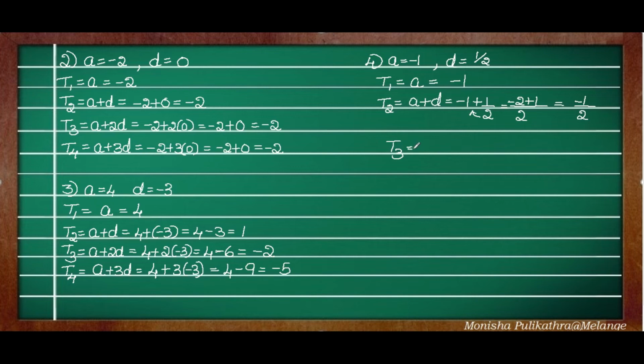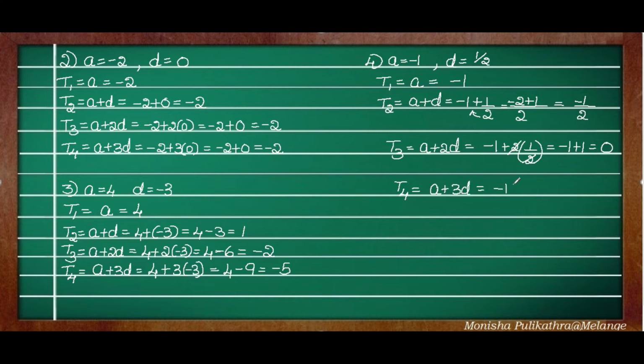Next, third term is A plus 2D. So A is minus 1 plus 2 into D is half. So here 2 and 2 cancel each other. So the remaining is minus 1 plus 1. So what is minus 1 plus 1? It will be 0. Okay. The last term, fourth term, T4, is given by A plus 3D.